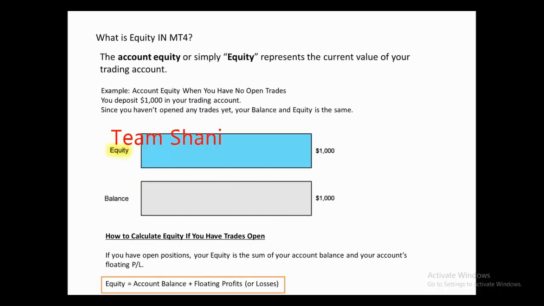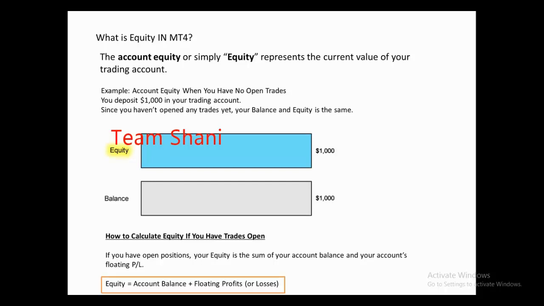Equity, as you can see. There's one thing called balance in MT4, then there's equity in MT4. So accounting equity, or simply equity, represents the current value of your trading account. Whatever trades you have already opened, if the trade is in positive, then your equity will go up more than balance. If your trade is in losses, then your equity will come down, right?